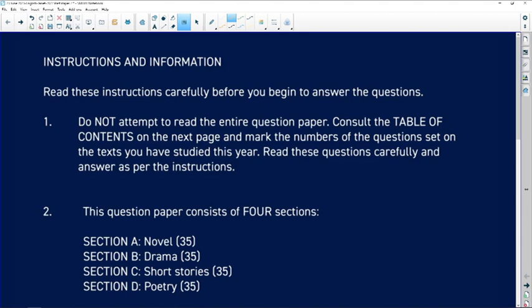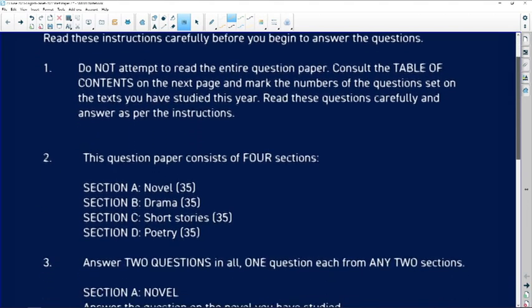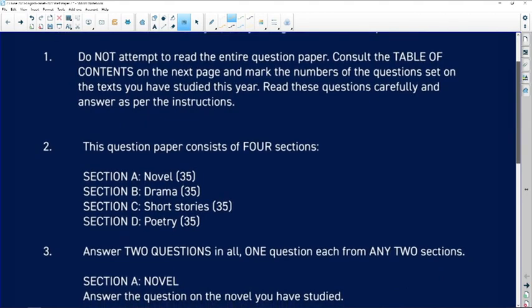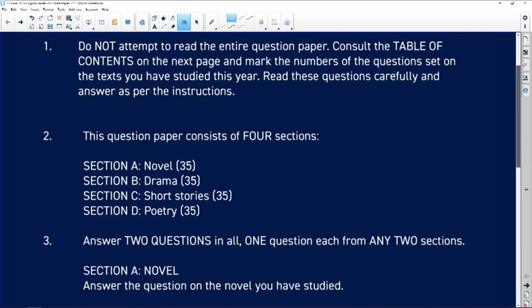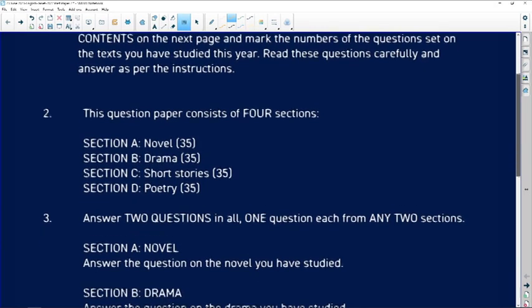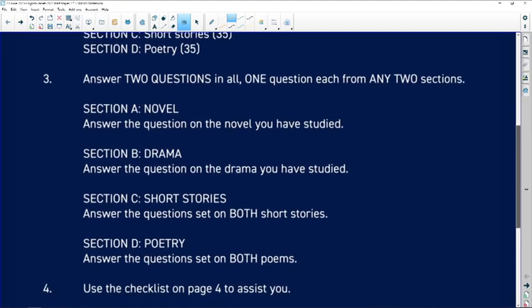There will be a table of contents, and you need to mark off for yourself what you are going to be answering. So there are 4 sections with those 4 things in it, but there are 2 novels and 2 dramas that you could have studied. So you're going to choose whatever you have studied. They emphasize this really strongly in point number 3.